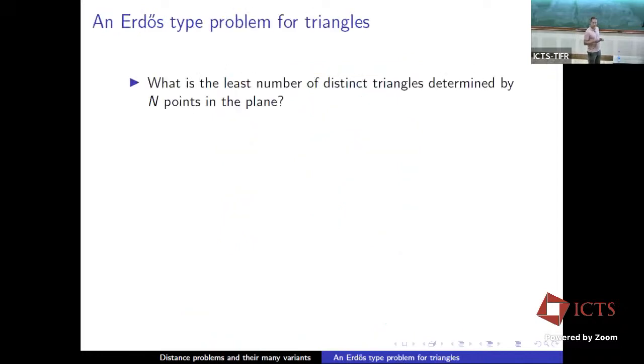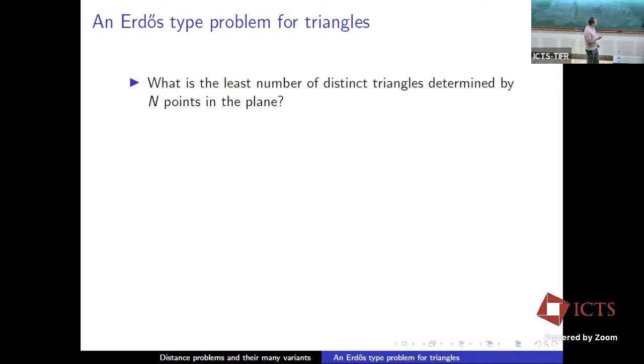And you can ask, again, a very similar question to what Erdős asked. What is the least number of distinct triangles determined by n points in the plane? Now, of course, with triples of points, if you just want to count triangles, then trying to get lots of them is easy. You should get about n cubed. And so the question is, how low can you go? Same as with the Erdős distance problem.